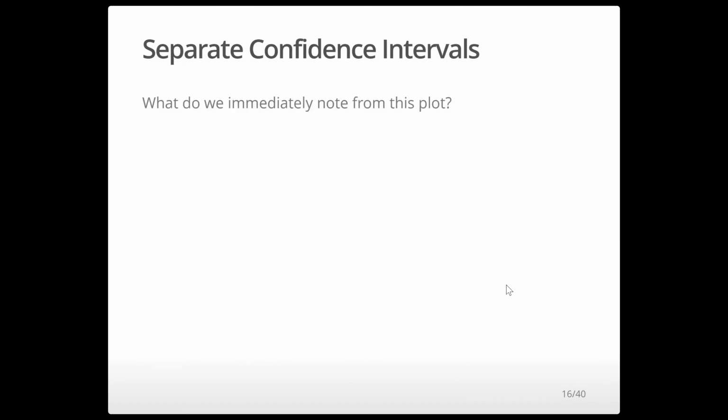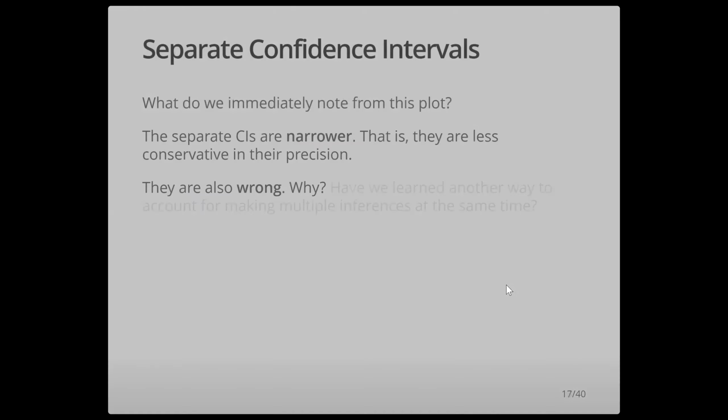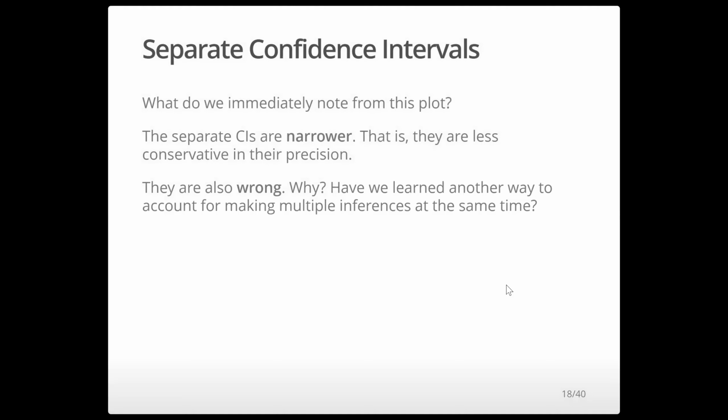And so what do we notice from this plot? So the separate confidence intervals are narrower. So they're less conservative in their precision. So it's a much narrower confidence interval. They're also not correct, and we don't typically want to use these here. Why is that? So think about if we've learned another way for helping us to account for making multiple inferences about two different means at the same time.